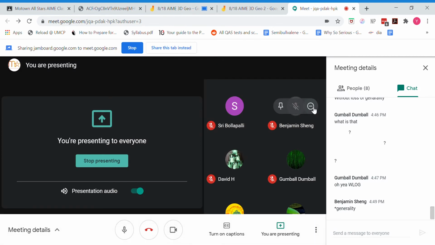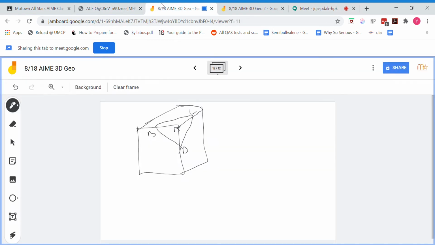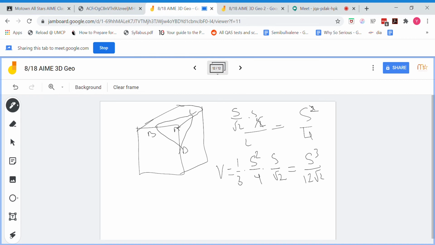If the base is triangle BAD, then the height is AC, and so the area of the base is the area of triangle BAD, which we've already figured out is S over root 2 times S over root 2 over 2. And so this comes out to be S squared over 4, the base area. And then the height is length AC, which is S over root 2. And so the volume is 1/3 times S squared over 4 times S over root 2. And so this is S cubed over 12 root 2. Notice how this method is far easier than the previous method.